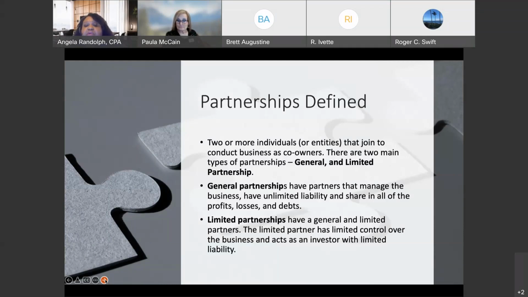Now, limited partnership, you have both general and limited partners. Now, the limited partner is going to limit his control over the business and acts as an investor with limited liability. Unlike the general partner, their exposure to debts, losses is going to be limited, unlike the general partner.